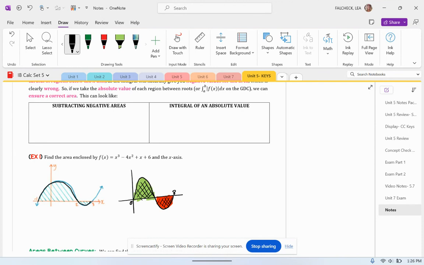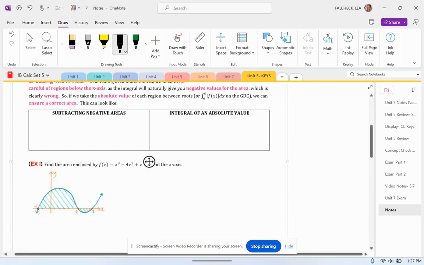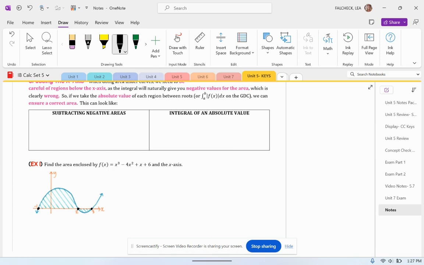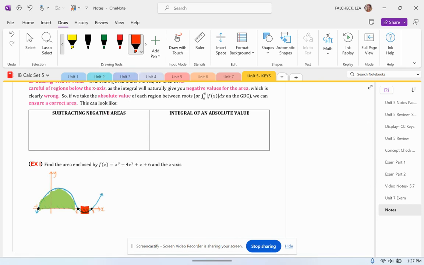So there's two things that you can do in an integral in order to account for the fact that areas below the x-axis will be negative. And the first is to subtract negative areas. So using this picture that's right over here, right, you will see that this integral is naturally split up by its roots, right? Between -1 and 2, we have a positive area. And then between 2 and 3, we have a negative area.